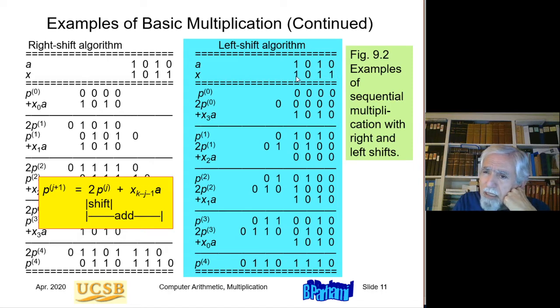Okay. And then we start from the high end this time. 1 times a is a. Add these two. Left shift. Then the next bit to be considered is 0. This one's 0. So there's 0, add, left shift. So when I get P2, I left shift it to get 2P2 before I do the next addition. Then X1 times A, 1 times A. Then x0 times a, and I get the exact same result.